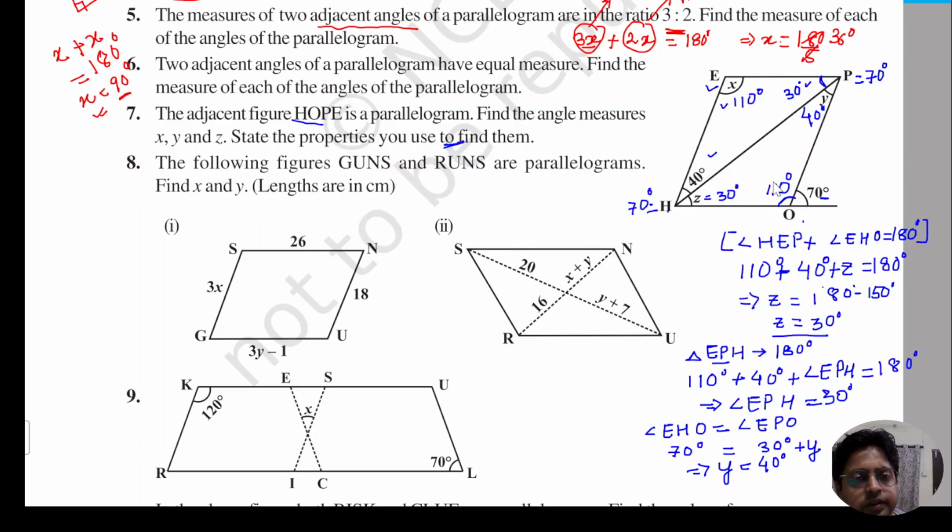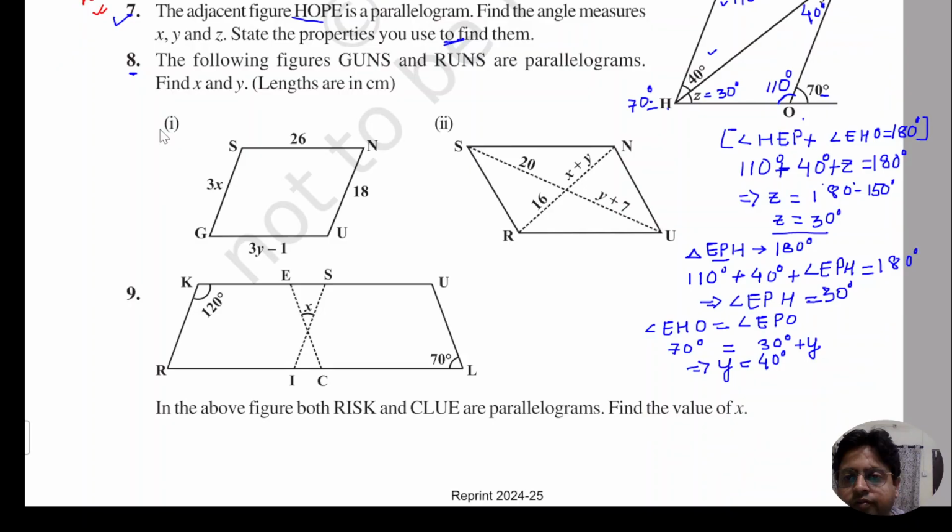Now moving ahead to question number 8. What it is saying? The following figures, GUNS and RUNS, are parallelogram. Find X and Y. Length are in cm. So this is GUNS, a parallelogram. This is RUNS, another parallelogram. And we have to find the values of X and Y. Here it is 3X. Here it is 3Y minus 1. We have to find these values.